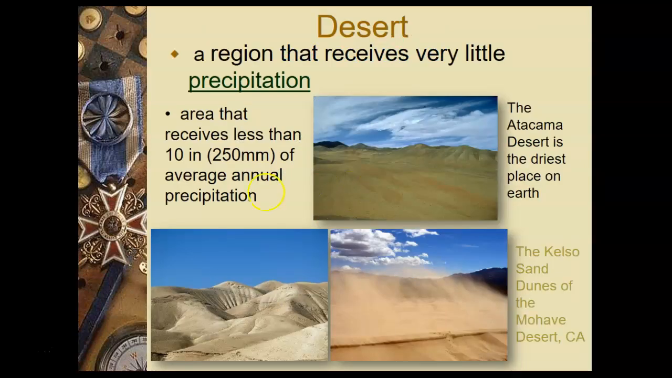All right, deserts. How do you know if you're in a desert? Well, you're going to receive less than 10 inches of rain for the year. So it's an area that receives very little water.